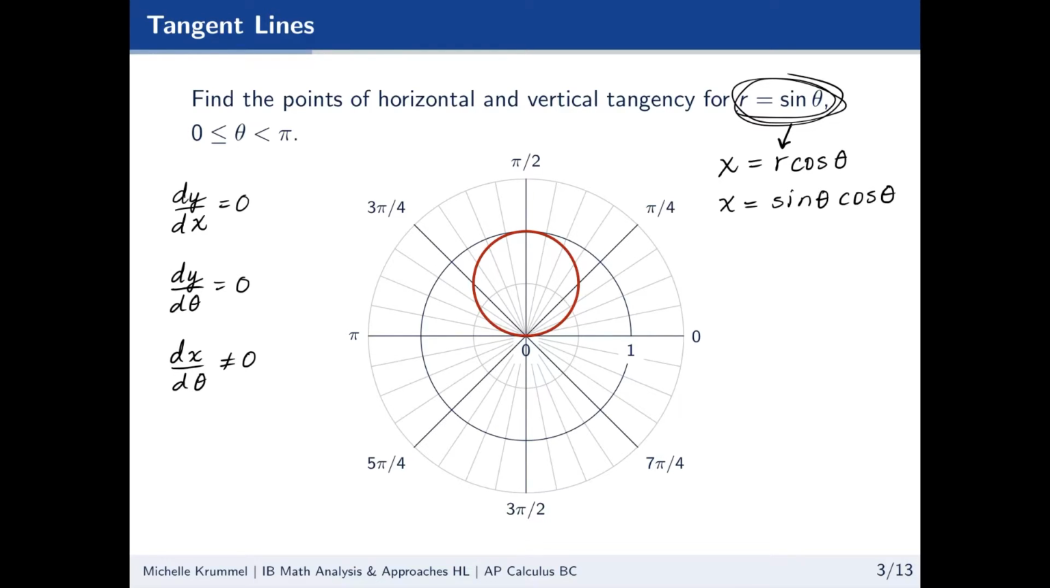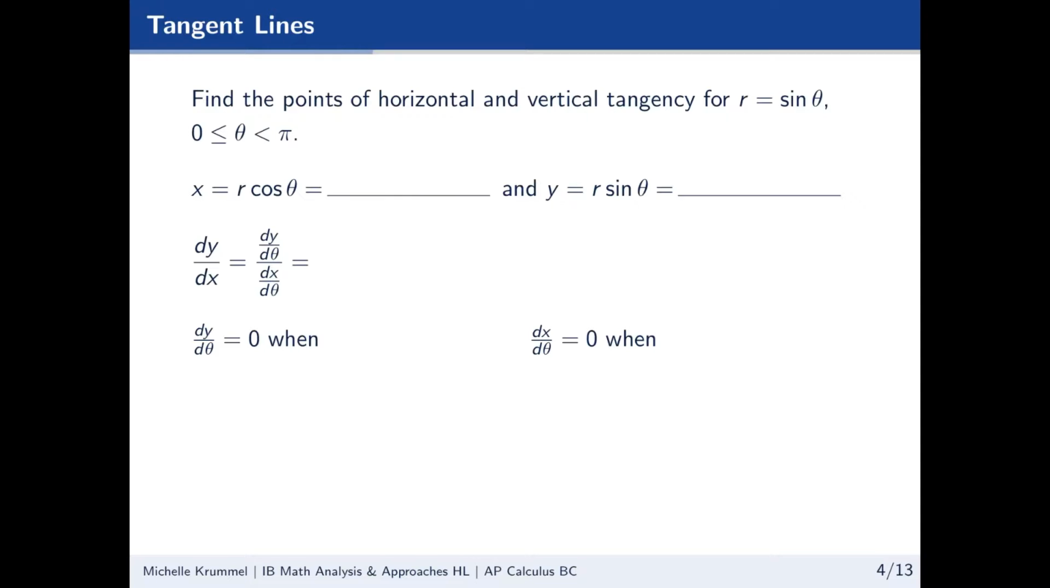The same thing for finding dy d theta. We first have to express y in terms of theta. We know that y equals r times the sine of theta. And so we're going to substitute sine theta in for the r here, and we get y equals sine theta times sine theta, or sine squared theta. And now I can find dy d theta. So let's organize our work here. x is equal to sine theta cosine theta for this particular polar curve, and y is equal to sine squared theta.